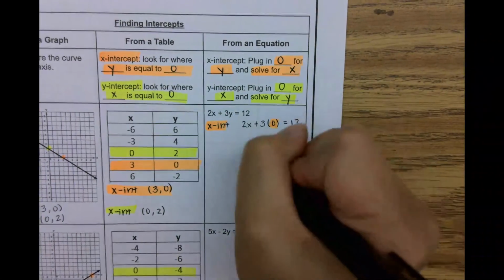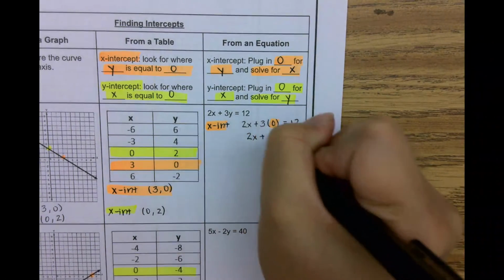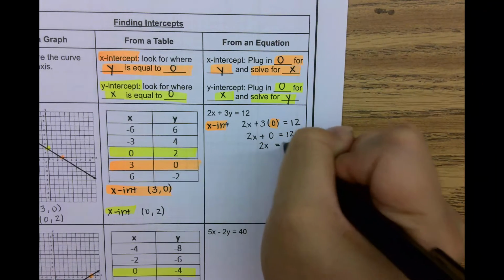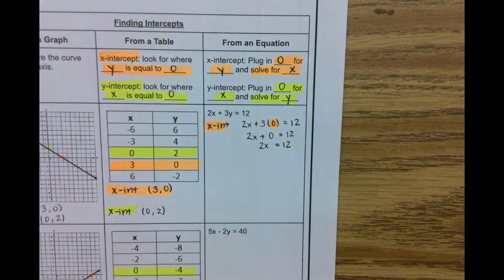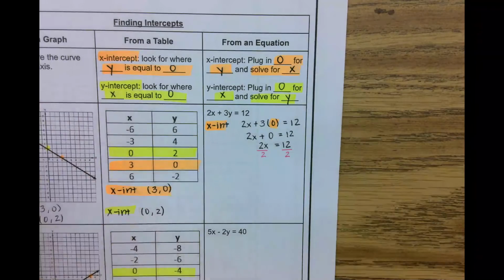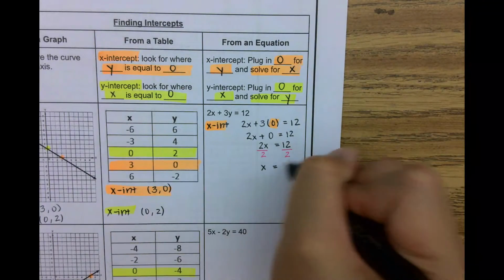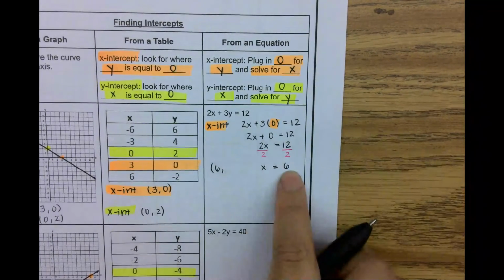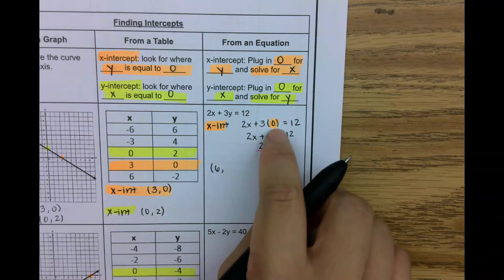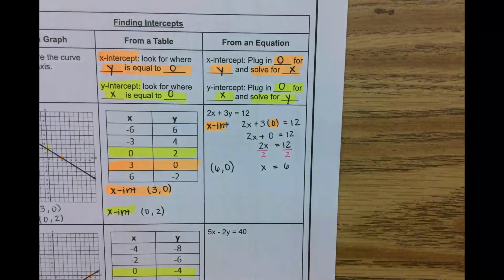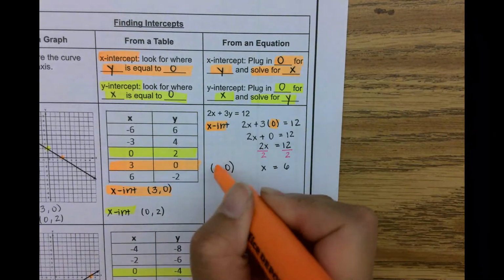So 3 times 0 is 0, so 2x plus 0 equals 12. 2x plus 0 is just 2x. I'm going to get rid of that 2 that's being multiplied to x by dividing by 2. 2 divided by 2 is 1, so 1x equals 12 divided by 2, which is 6. So my x-intercept is at 6, because x equals 6, and I plugged in 0 for y to solve for this. So here is my x-intercept at 6, 0.